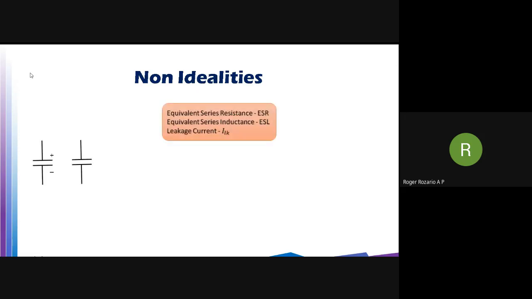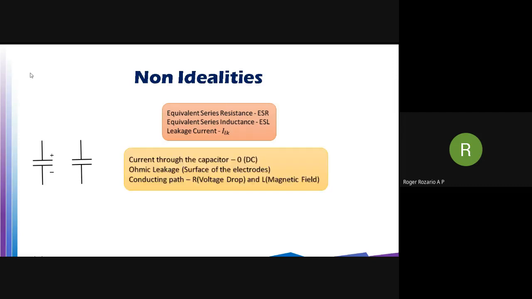So there are 3 non-idealities. The first non-ideality is the equivalent series resistance, otherwise called ESR. The second non-ideality is equivalent series inductance, ESL. And the third non-ideality is called leakage current, ILK. All these 3 affect the performance of the capacitor. So while choosing the capacitor for a DC to DC application, you should look into the value of ESR, ESL, and ILK and appropriately choose the correct capacitor for your DC to DC converter.